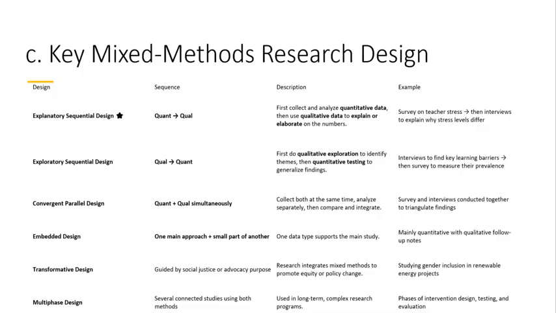And the fourth one, embedded design. This comes with one main approach plus a small part of another. What does this mean? If it is quantitative, the main would be quantitative followed by a few qualitative approaches, or the main would be qualitative followed by a few quantitative approaches. One data type supports the main study, while the other plays the supporting role only. Mainly quantitative with qualitative follow-up notes. If we are doing that model, then our research design would be embedded design.